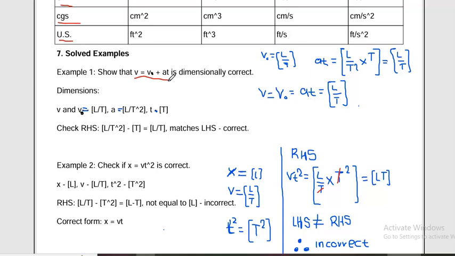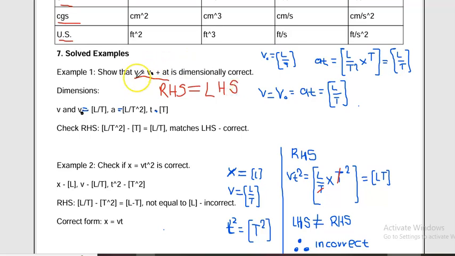Now, to know if the equation is dimensionally correct, the left hand side dimension should be equal to the right hand side dimensions. So the left hand side is equal to the right hand side.